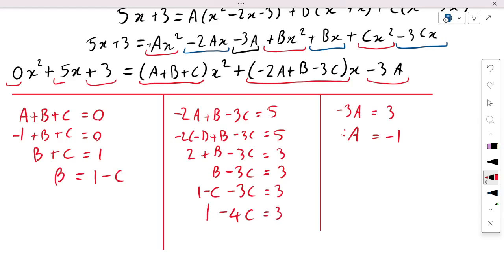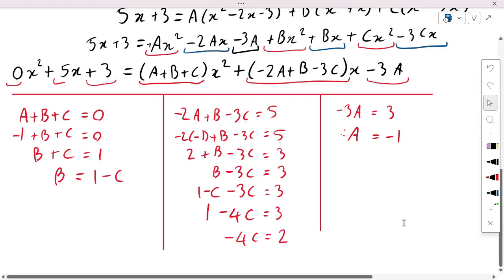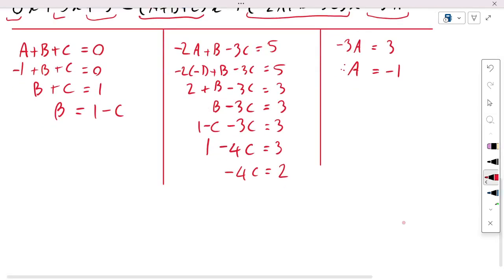And then we're just going to get c on its own. So it's minus 4c is equal to, minus 1 from both sides, it's going to be 2. And then what we're going to be left with is we need to divide both sides by negative 4, and we're going to have c equal to -1/2. So there's our value of c.